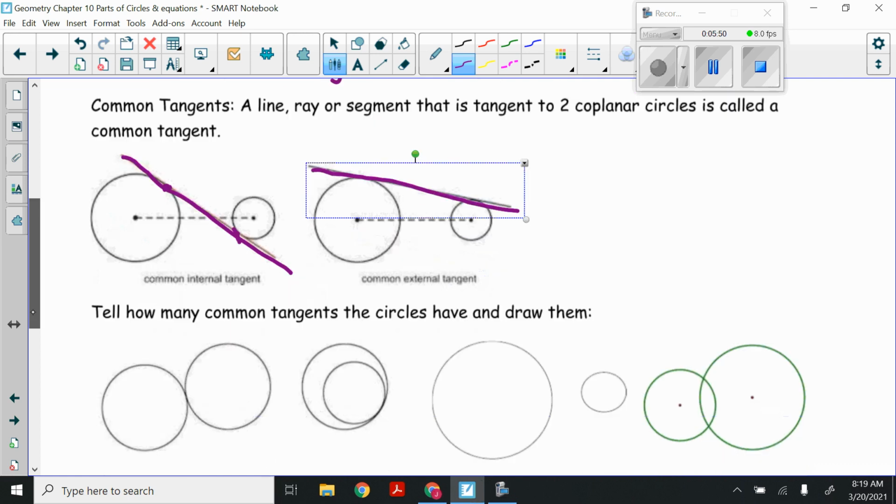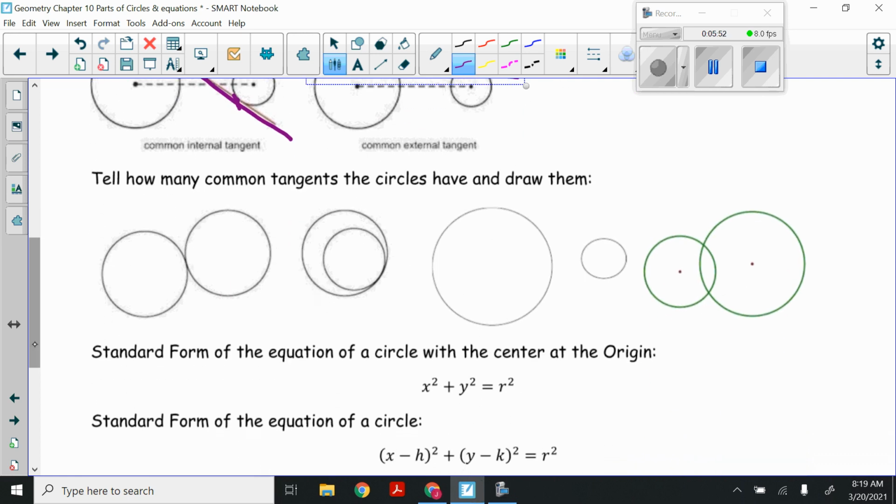So here we have these pictures, and it says tell how many common tangents the circles have, and then draw them. So this first set, I see that my circles touch each other at one point. They have one point of intersection. So these will have 3 common tangents. So the first one right there, the second one on the bottom right there, and then the last one in between them in that one spot.